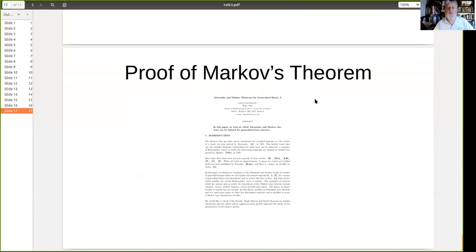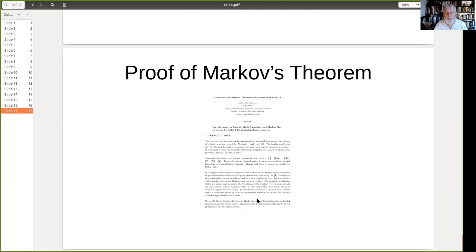It not only proves Markov's theorem for ordinary knots which we've been talking about, but also for something called generalized knots, which we haven't come to yet, but I'm sure we will very shortly. There are various kinds of generalized knots, for example virtual knots, welded knots, singular knots, flat knots, flat virtual knots. The important thing is that the Alexander theorem will be true if the knot theory we're dealing with is regular, and the Markov theorem will be true if the knot theory is what we call normal.